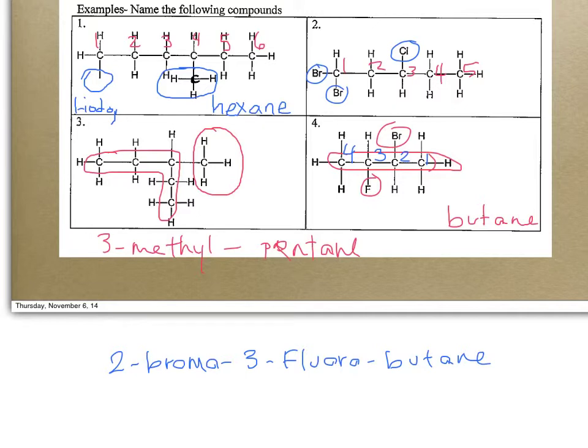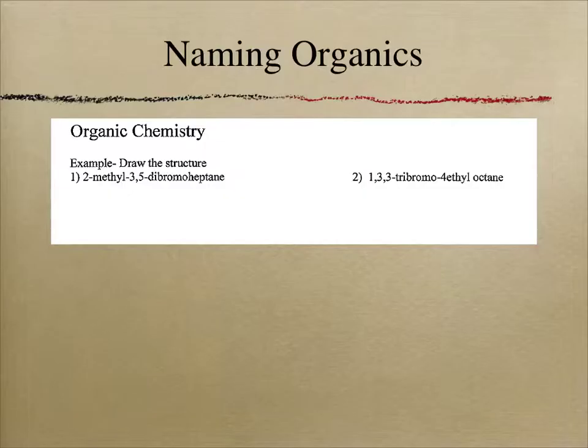Try your best. If you're struggling, try your best, and we'll go over it tomorrow. But I'm not done yet. The last thing we need to do is, given the names, draw the structures. You want to work backwards when you're drawing the structures. What I mean by that is, look at your carbon chain. This is a heptane, which means we need 7 carbons in a row.